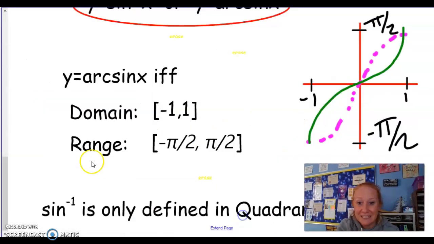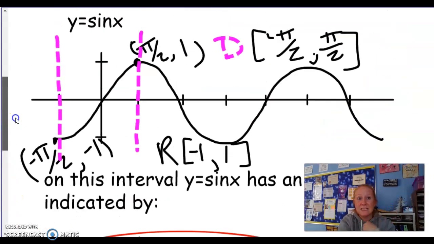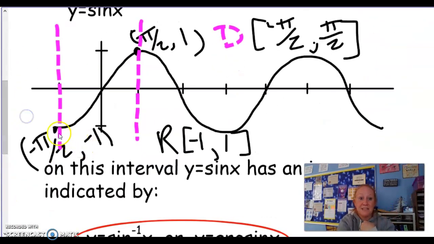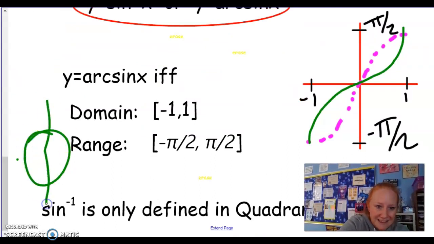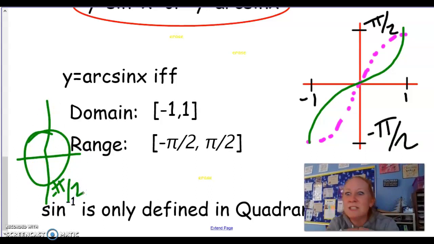All right, so therefore, where is that defined? Well, we did originally negative pi over 2 to positive pi over 2. So think about that back on the unit circle. Where is negative pi over 2 at? I'm just going to draw a circle. Negative pi over 2 is down here. And you're like, I thought that was 3 pi over 2. Yeah, it is. Same thing.